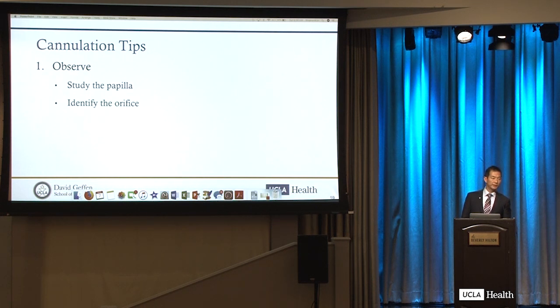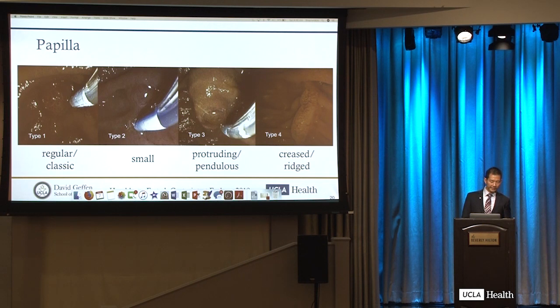So study the papilla, right? Take a minute or 2 to look at the papilla and try to identify the orifice that you're trying to get into. So if you're trying to get into the bile duct, look for the biliary orifice. And taking a minute or 2 to do this may actually save you a lot of time on the back end. So this is a Scandinavian study that was recently published in Gastrointestinal Endoscopy.